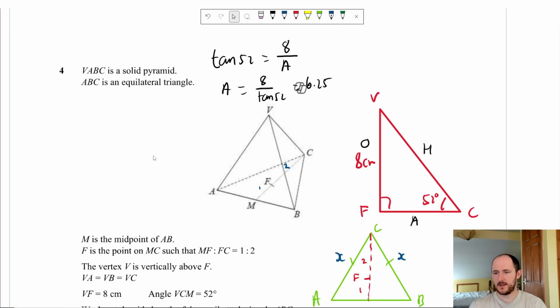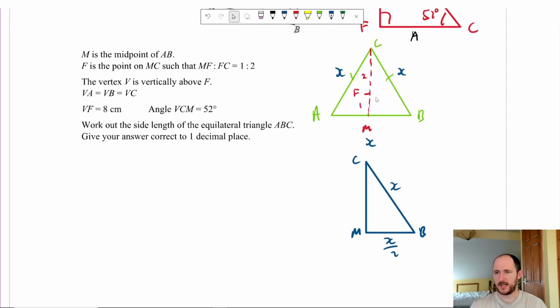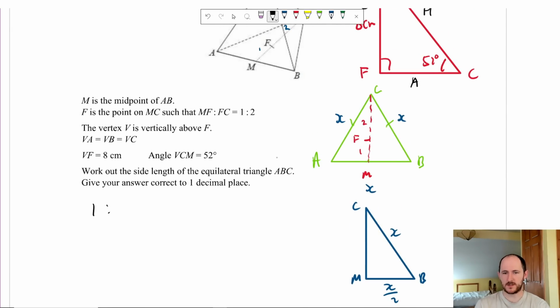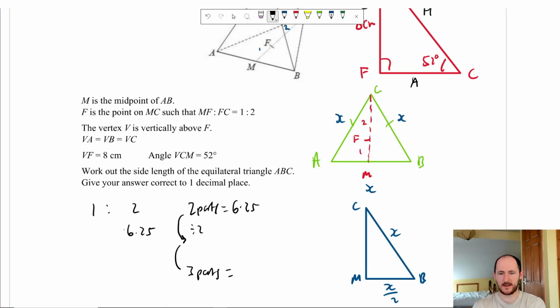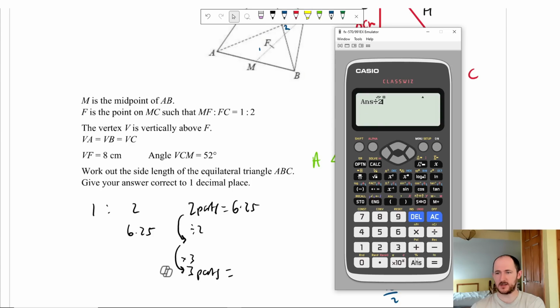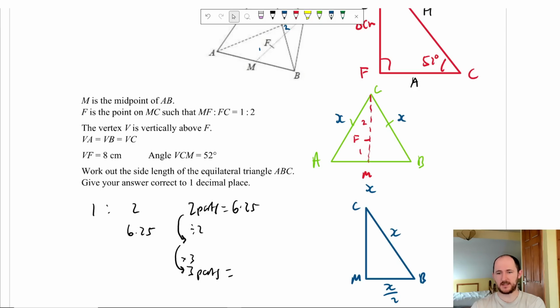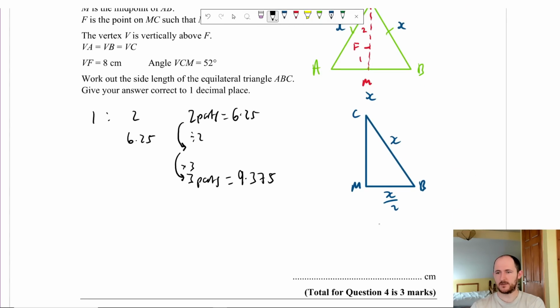for the adjacent. So if we go down now, over here, we have the ratio of 1 to 2. This part is 6.25. So what I'm going to do to work out the total length is, we have 3 parts in total. So 2 parts equals 6.25. I want to get up to 3 parts. So how can I do that? Well, I could divide by 2 to find 1 part and then times by 3. And because this is a calculator exam, I don't have to do anything fancy here. I can just press divide by 2 times by 3, and there you go. Let's call it 9.375. I want to keep it relatively accurate. And that's the length of C to M. So 9.375.